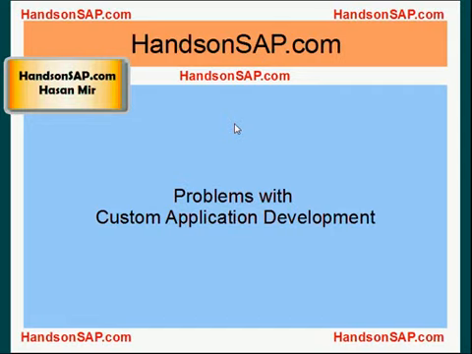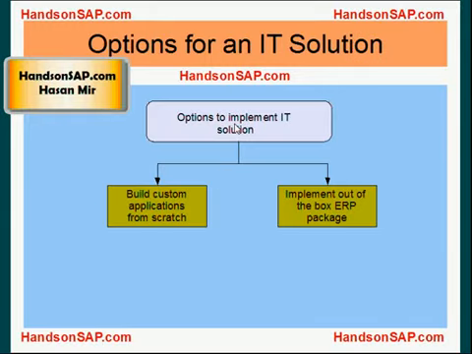In this tutorial, I'll talk about problems with custom application development. Now, for a company, there are always two options: either to have their applications developed from scratch or to go for an out-of-the-box ERP solution. So they have two options to implement an information technology solution to manage their day-to-day data and information. In this tutorial we're going to see what is wrong with approach one, that is, if they decide to build the wheel from scratch.